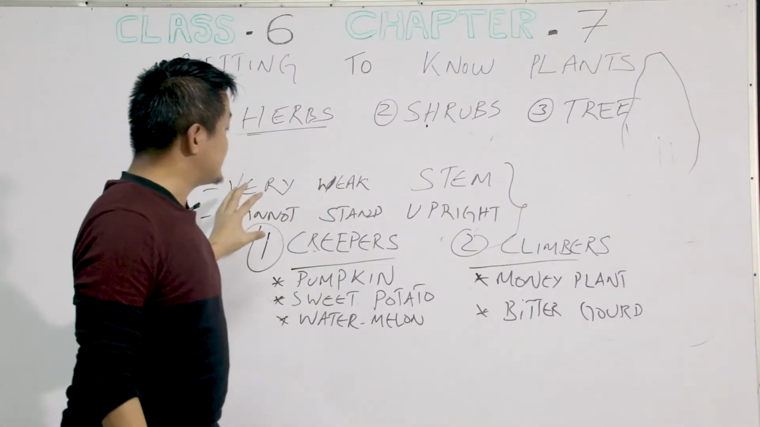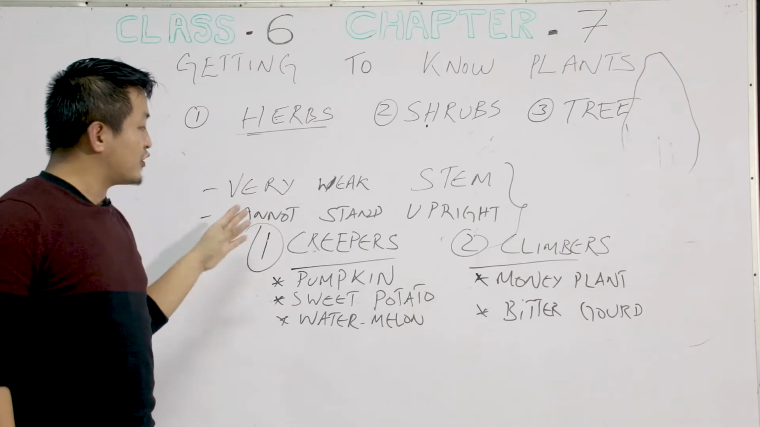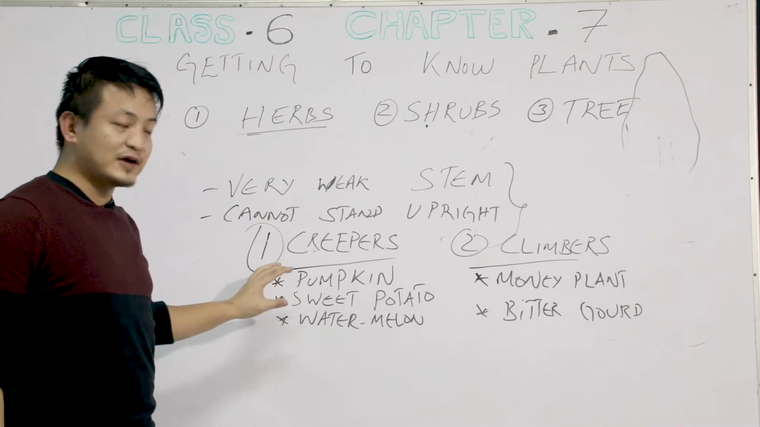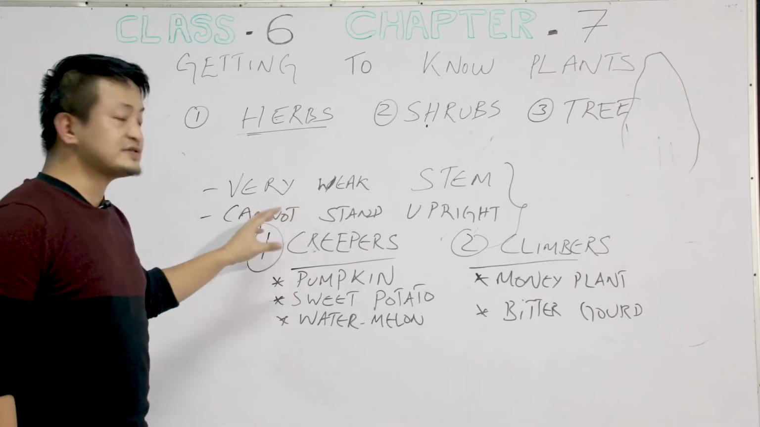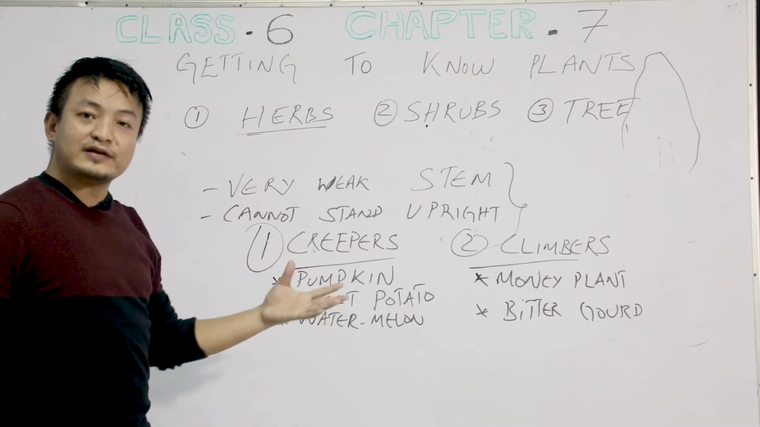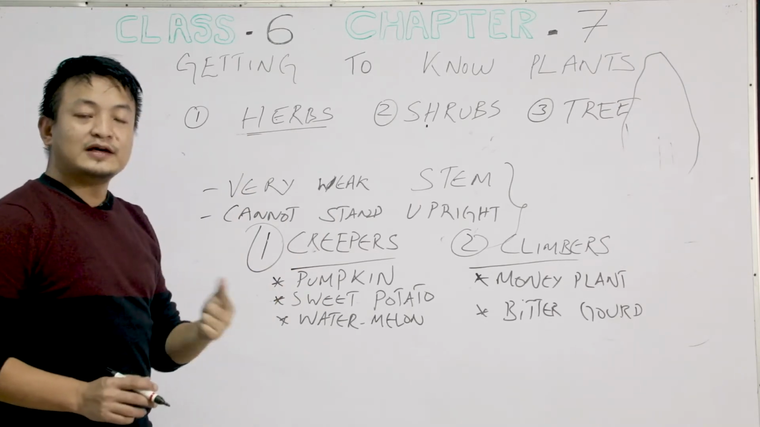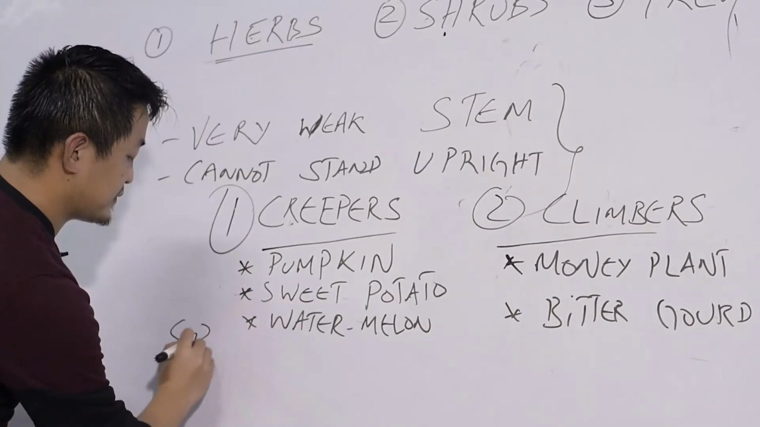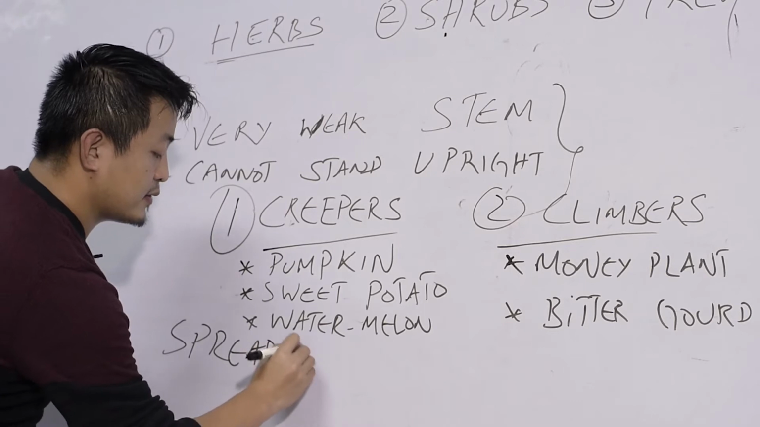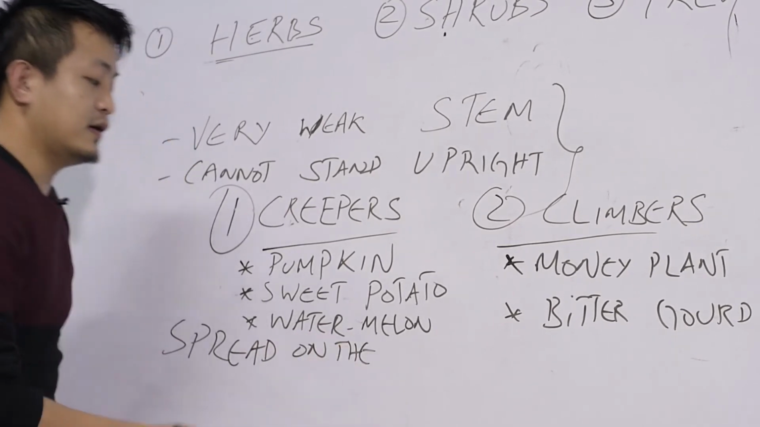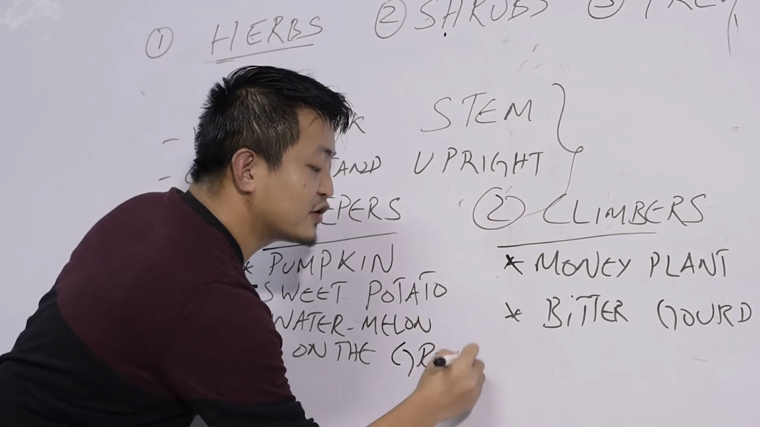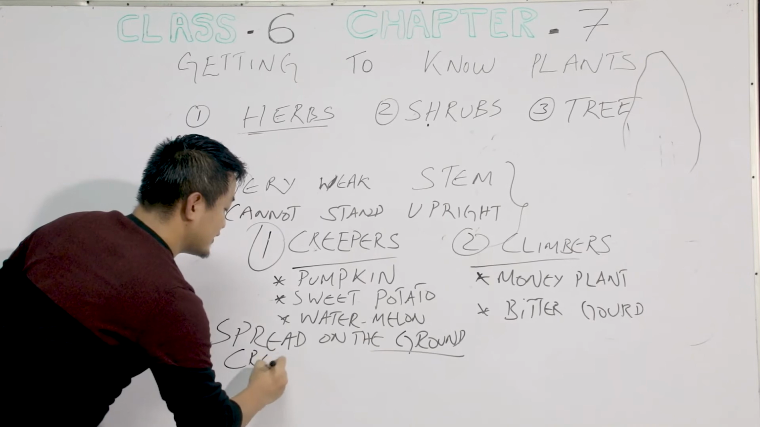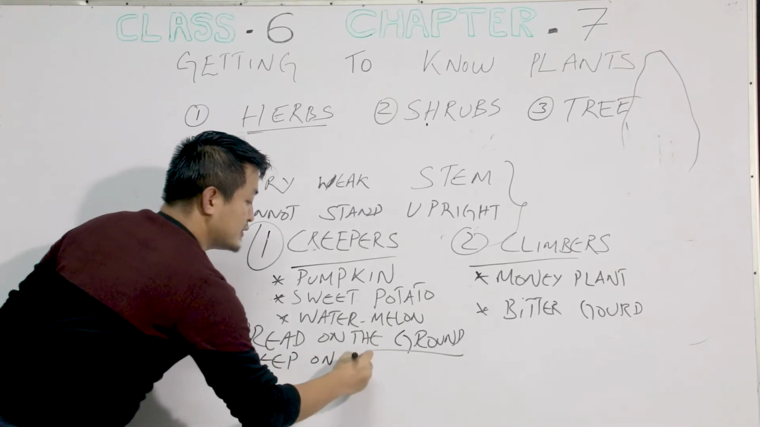So students, from the examples, you are familiar with how pumpkin grows, how the sweet potato grows, and how the watermelon grows, right? Now, the creeper plants spread. Since they cannot stand upright, they spread on the ground. It's not floor, it's ground. They spread on the ground, or they creep on the ground.